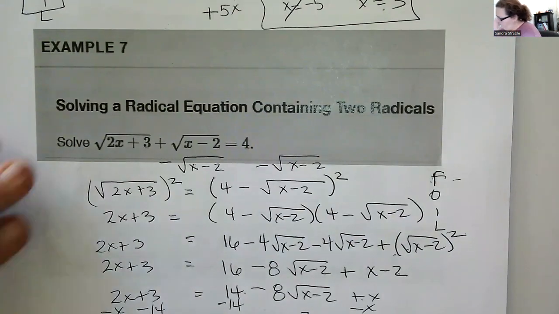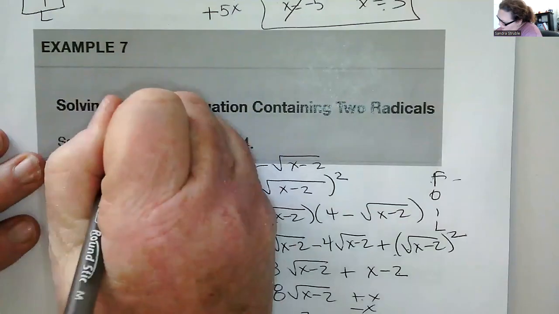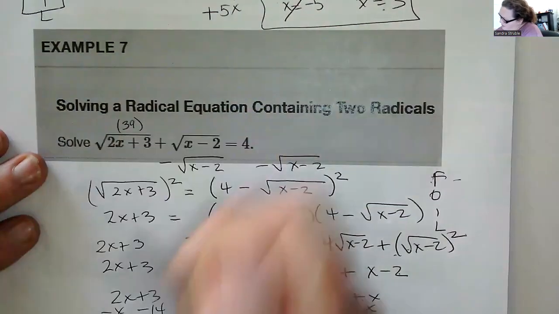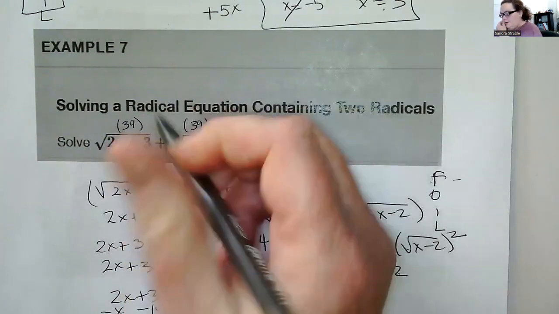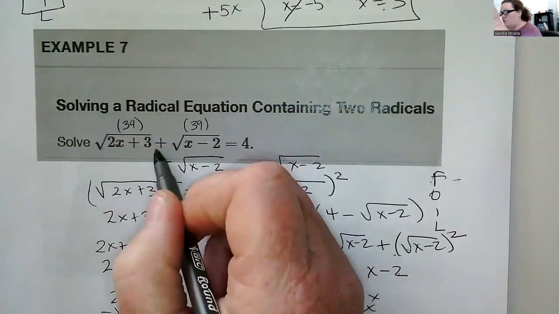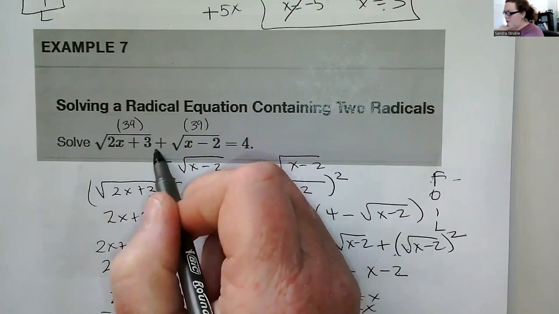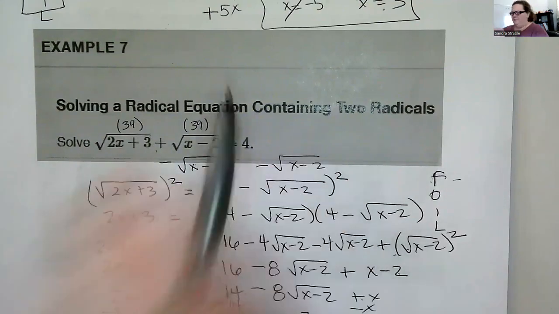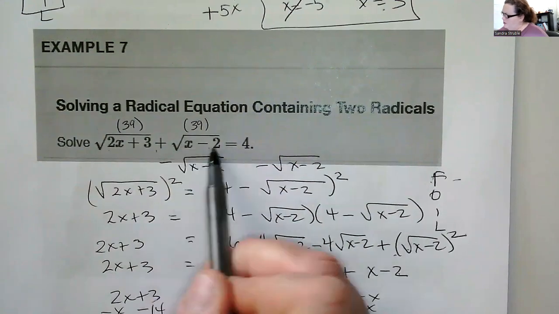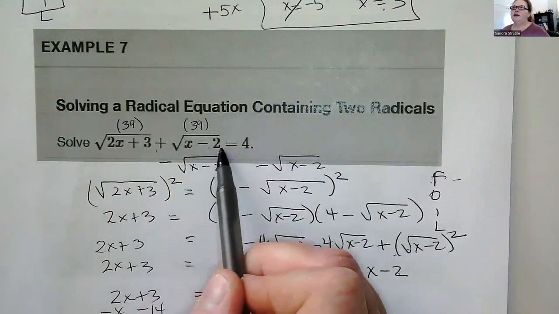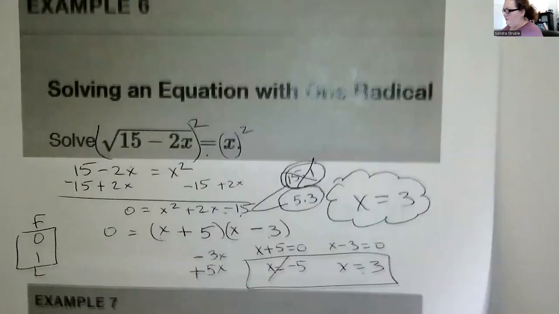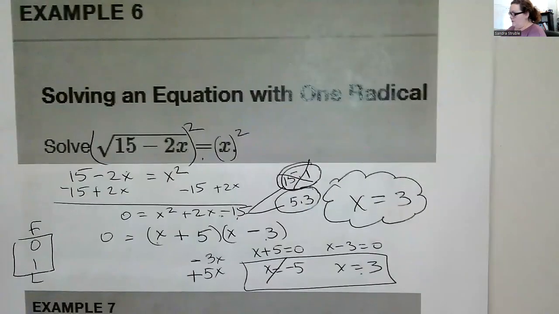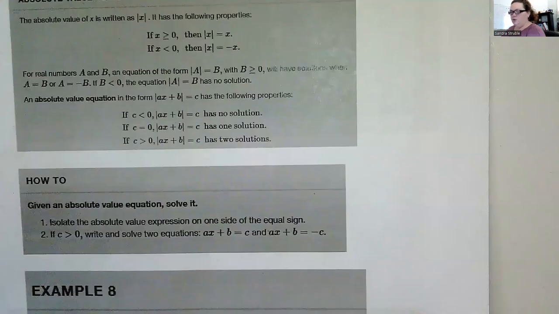So if I plugged in 39 for x and 39 for x, I would get 2 times 39 plus 3. So I don't have to worry about that being a negative. So that's not going to be an issue. And then the other one, 39 minus 2, well, that's not going to give us a negative either. So that's a non-issue. So that's all I really need to do to check that. It's not going to give me a negative under my radicals. So it shouldn't be an issue. All right.